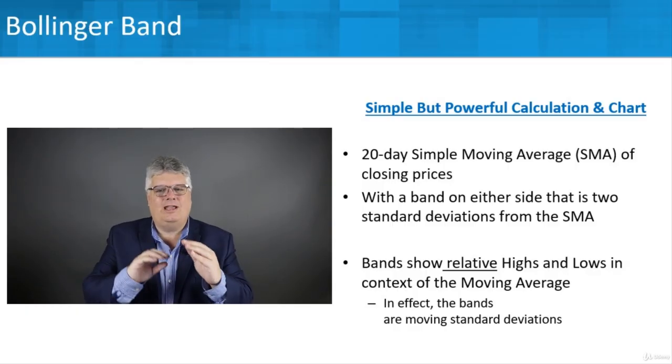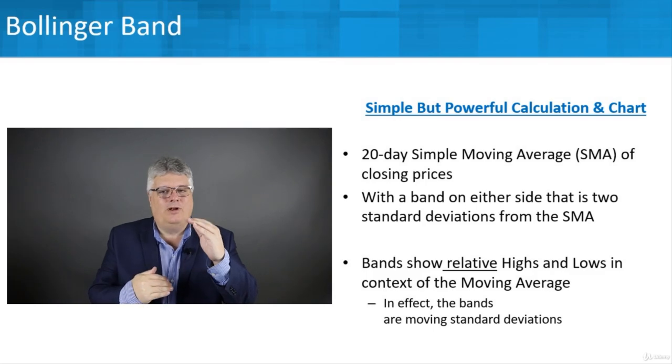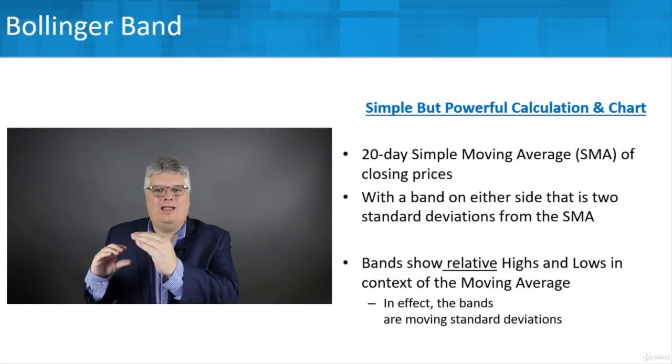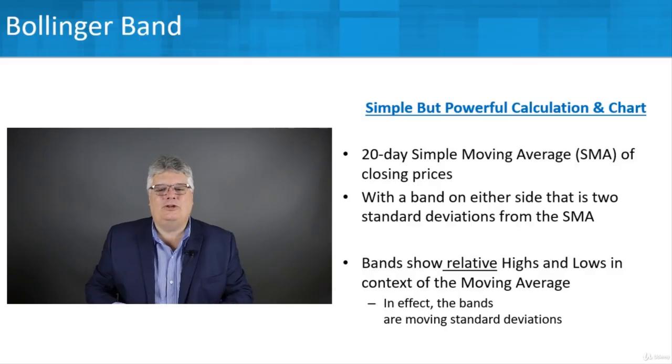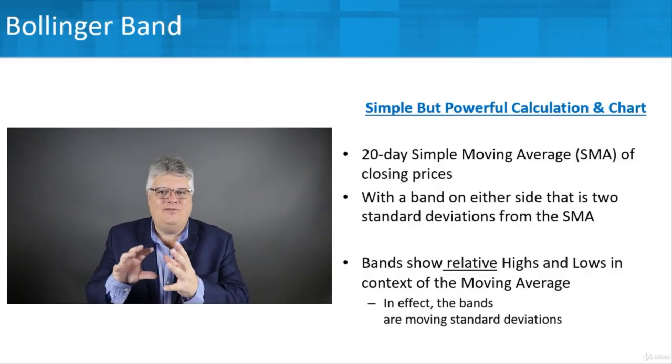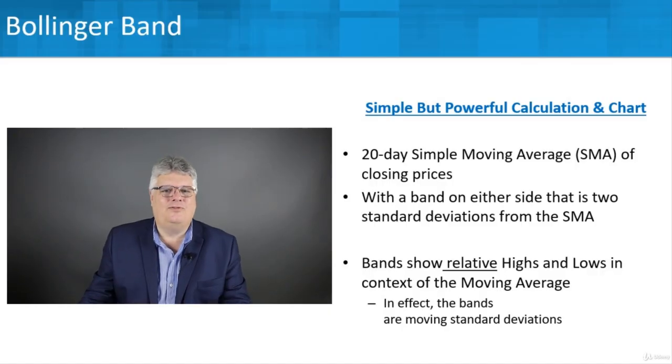They're going to travel together: one above, one below, with the moving average going along. But then they expand and contract too, and that's very important. In effect, the bands are moving standard deviations that you can use to measure volatility and trade off of as these go forward.